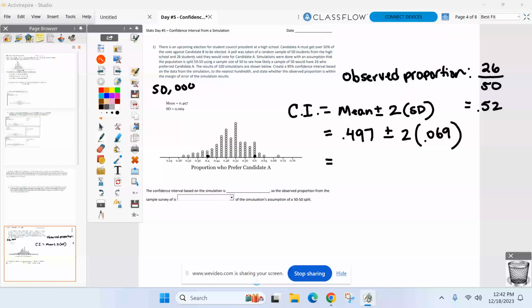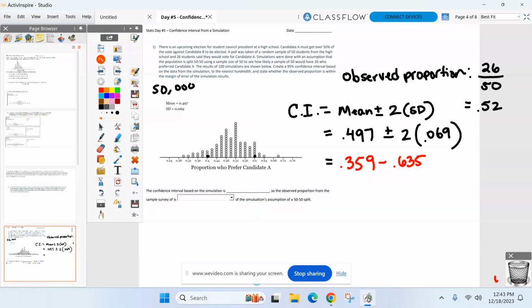Make sure you add and subtract it from the mean. .359 to 0.635. We get that as our confidence interval.